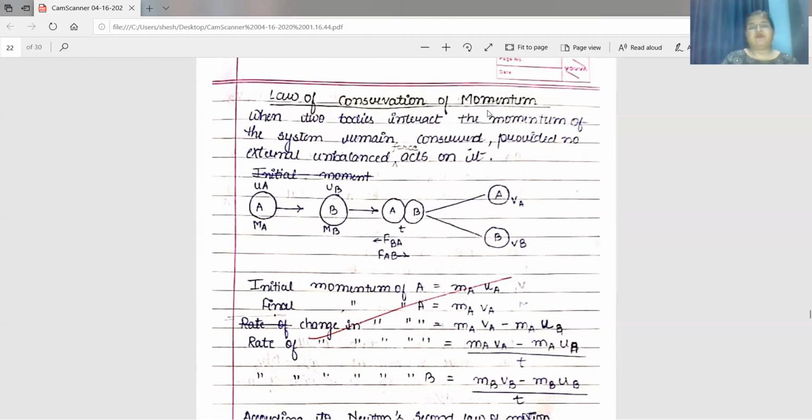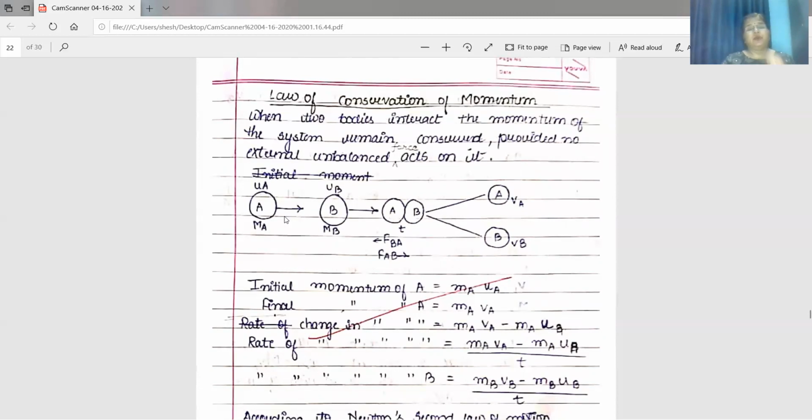Law of conservation of momentum states that when two bodies interact, collide, the total momentum of the system remains conserved. It is not going to change, provided no external unbalanced force acts on it. This is the condition. Provided no external unbalanced force acts on it.